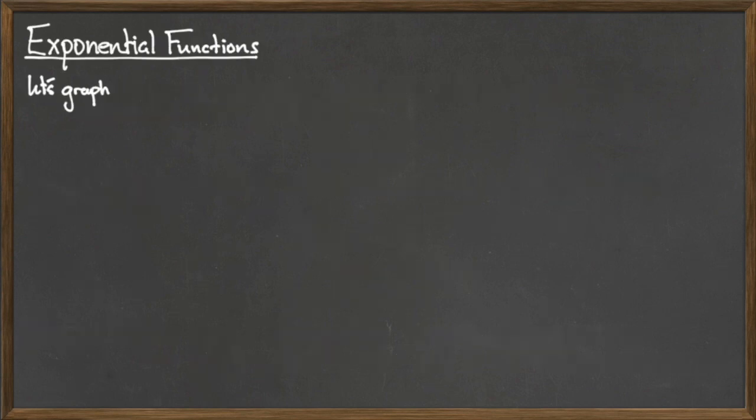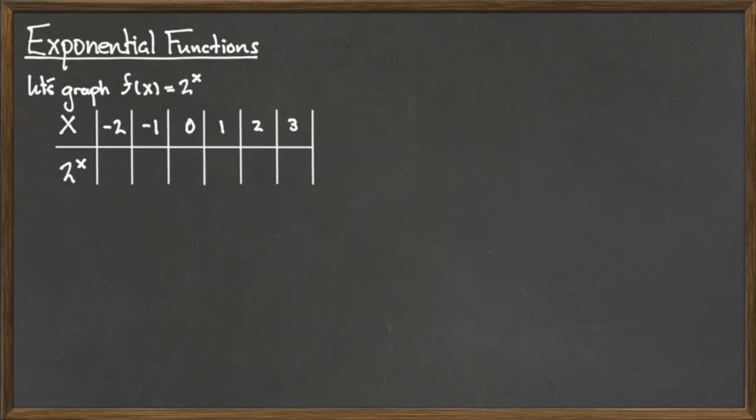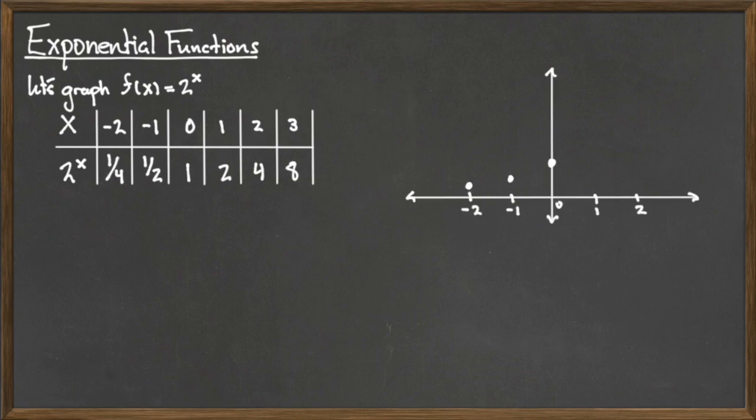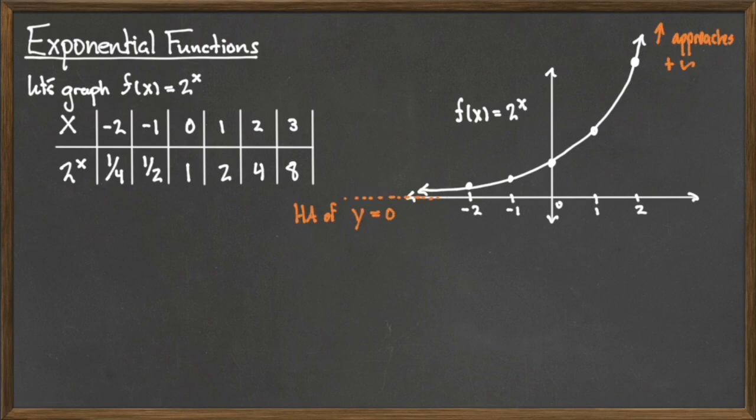We'll start by showing the graph of f of x equals 2 to the x. We're going to plug in x values from negative 2 to positive 3, and then plot the corresponding coordinates. When we do so, we'll get that negative 2 has output of 1 over 4, negative 1 has output of 1/2, and so on. When I plot these points and sketch the curve that fits them, I get a curve that seems to hug the x-axis on the left and then shoot off to infinity on the right. This function has a horizontal asymptote of y equals 0, which it never crosses, and it approaches positive infinity as x gets very large.